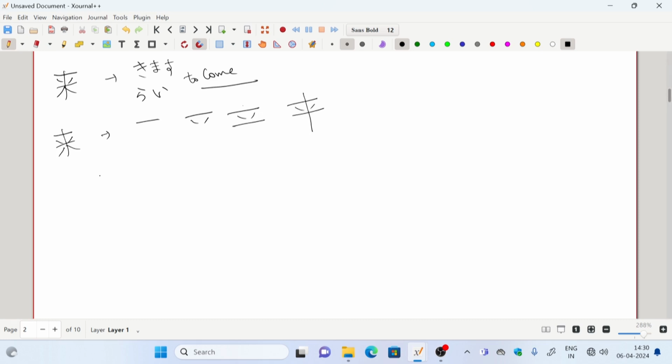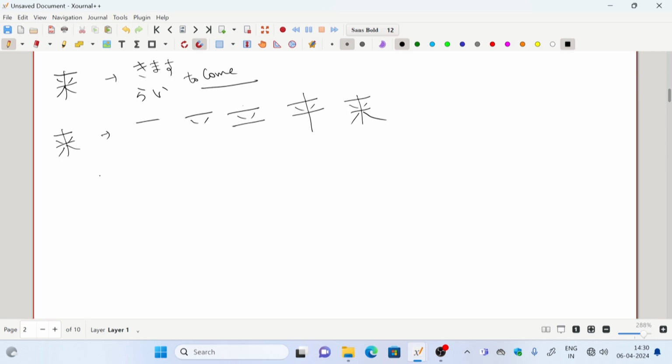Now we will learn some more kanjis. So we will start with kimasu. This is kimasu, to come. Another reading is rai. So let's learn the stroke order. First, second, third, fourth, fifth, and then sixth and seventh. It is kimasu.